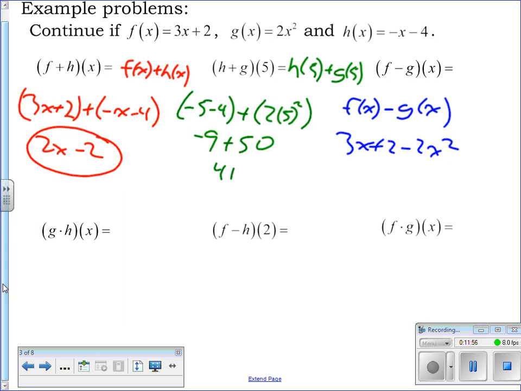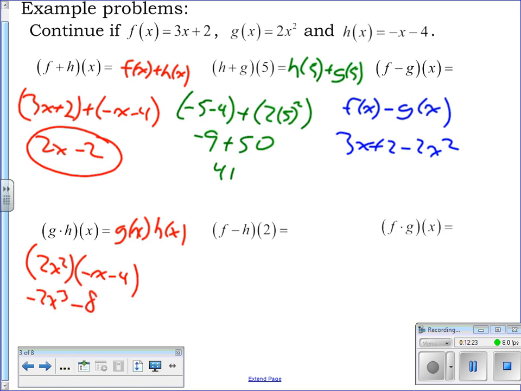This is a little trickier, but it's still the same idea. This is g times h. This is g of x times h of x. So I take g of x, 2x squared, and I multiply that times h of x, negative x minus 4. Negative 2x cubed minus 8x squared. That's all that is.